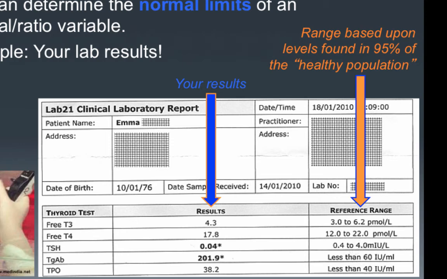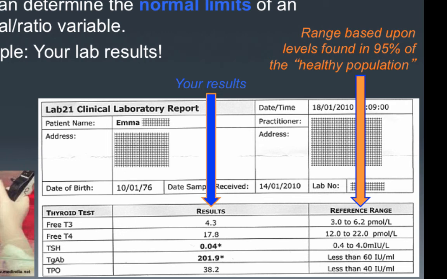What is the reference range that says that most people who are healthy are going to fall somewhere between these two values? And we see for T3 levels, there's a reference range of 3 to 6.2 picomoles per liter. And we see that your results are 4.3. So you'd say, all right, well, I'm pretty healthy. No worries there. Same thing for your T4. You see your results are about 17.8, and the reference range falls between 12 to 22, so you're right in between, so again, you're healthy.